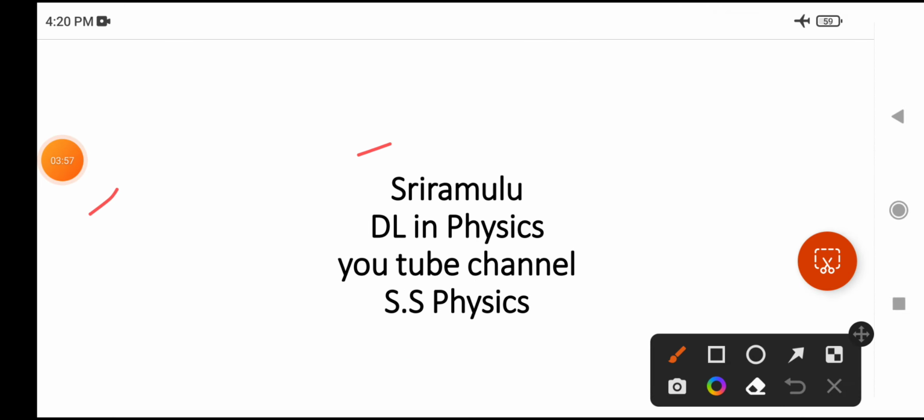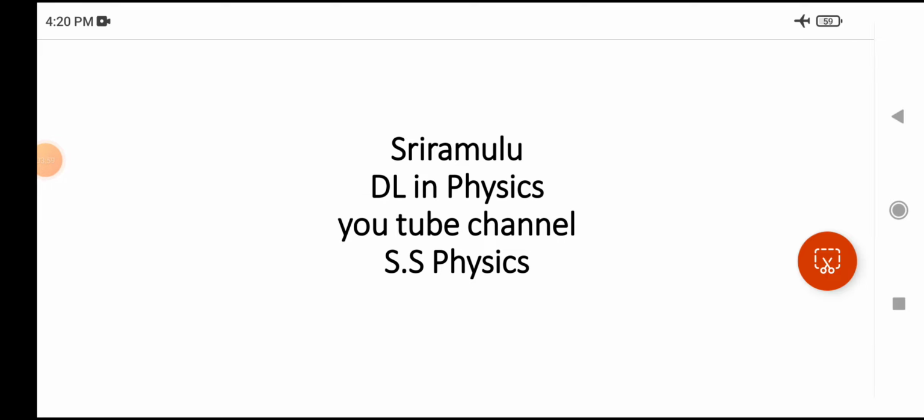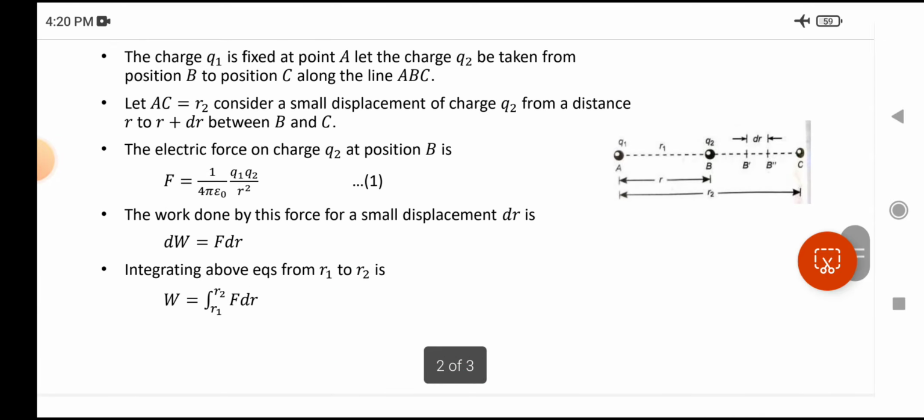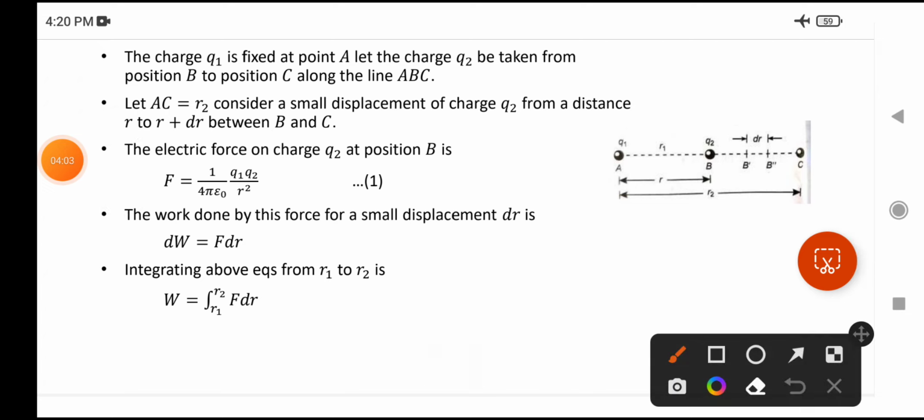When two charges are present, then an electrostatic force is created. The electric force on the charge q2 at position B, which is the force between the two charges, is F equals 1 by 4 pi epsilon naught q1 q2 by r square. Let this be equation 1.